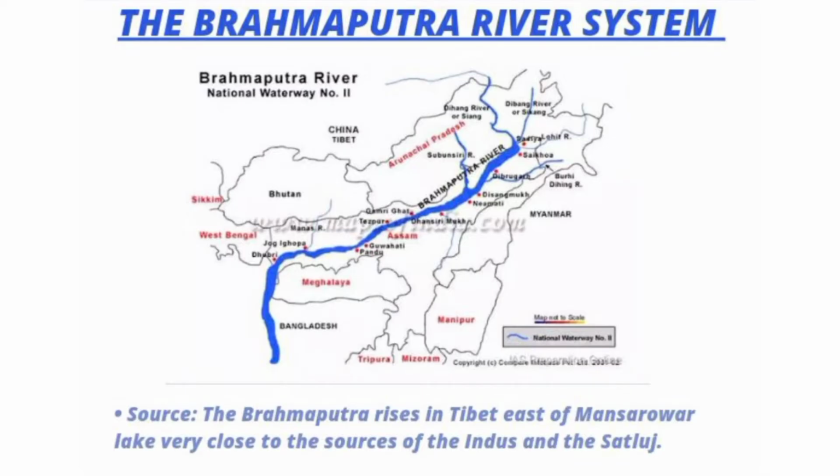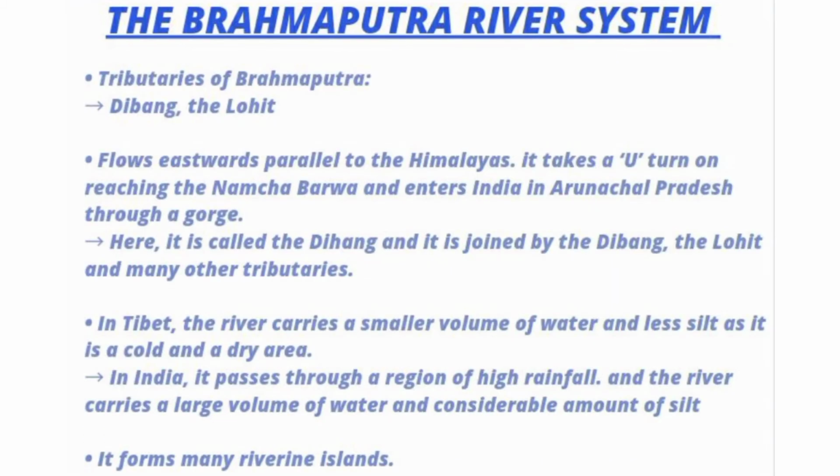The Brahmaputra River System. Source: the Brahmaputra rises in Tibet east of Mansarovar Lake, very close to the source of Indus and Satluj. Tributaries of Brahmaputra: Dibang and the Lohit. It flows eastwards parallel to Himalayas. It takes a U-turn on reaching Namcha Barwa and enters India in Arunachal Pradesh through a gorge. Here, it is called Dihang and it is joined by the Dibang, the Lohit, and many other tributaries.